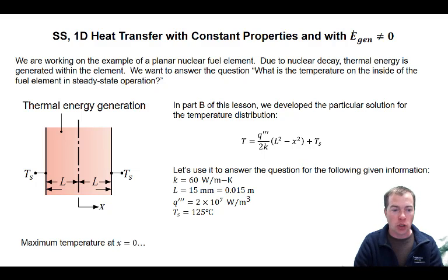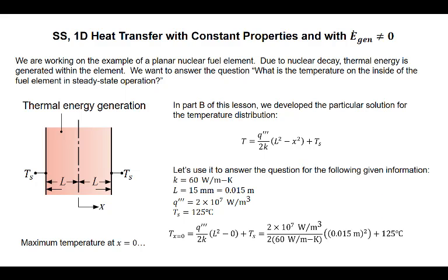The maximum temperature occurs at x equals 0. Substituting x equals 0 into the particular solution gives us the following equation. Here I've substituted in the thermal generation rate, and the thermal conductivity, and the half thickness of the volume. Note that the units do cancel. The watt cancels. The square meter cancels with the meter here to cancel the cubic meter, and we're left over with a degree change unit.